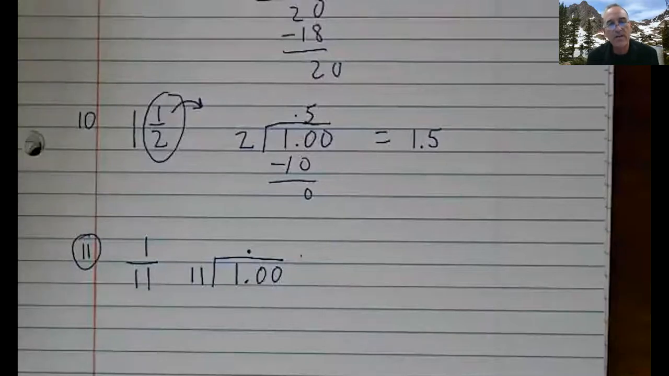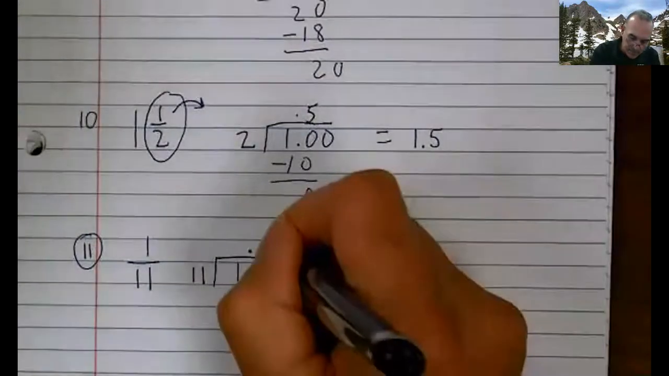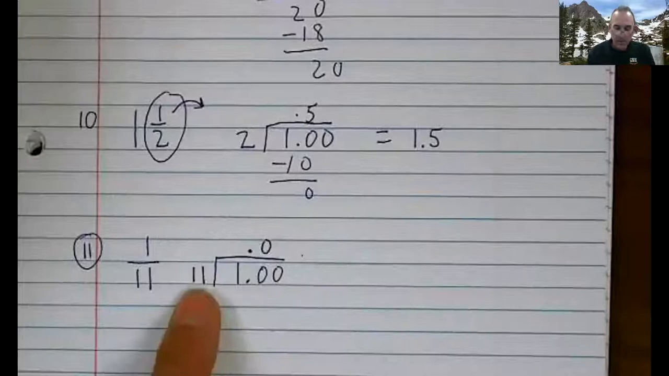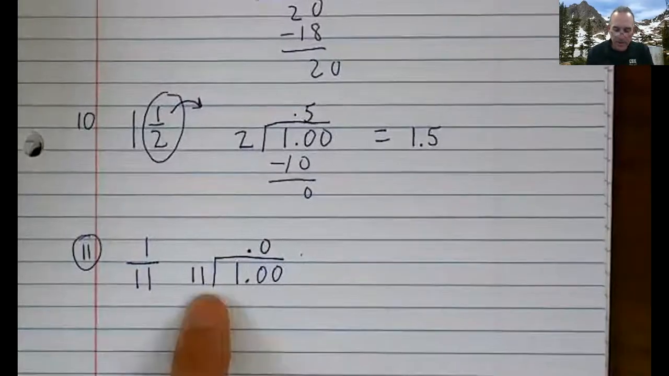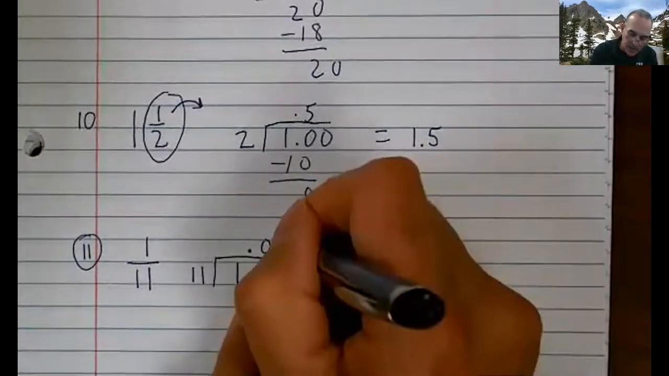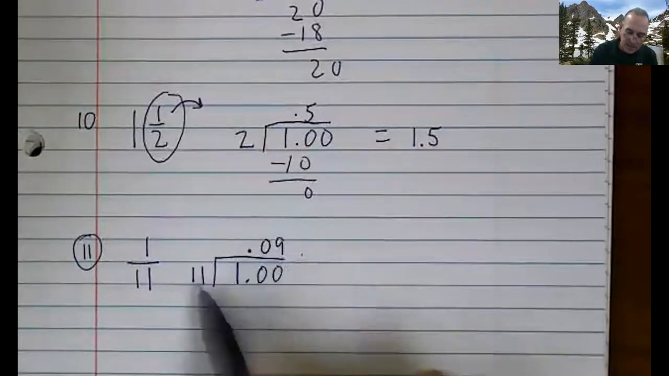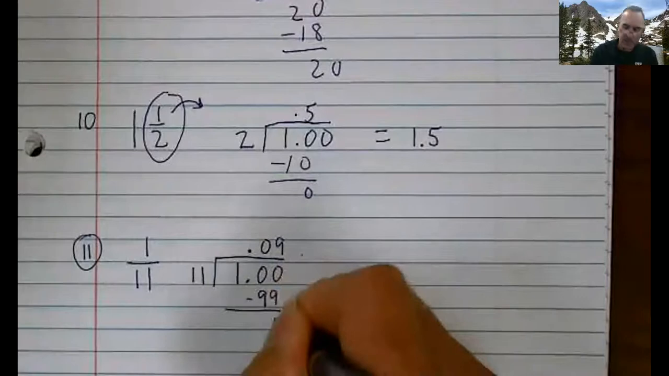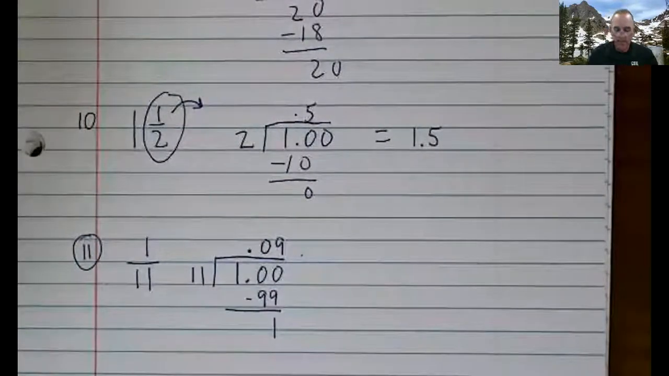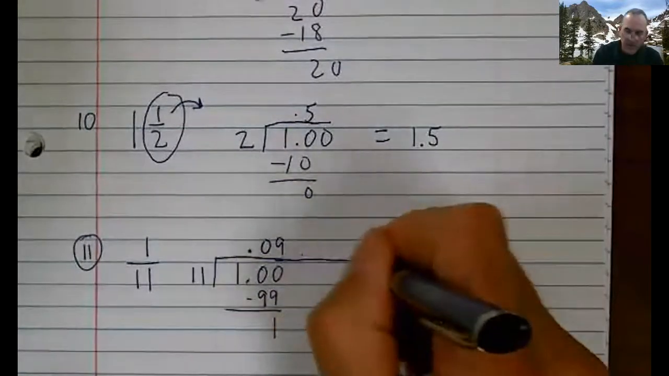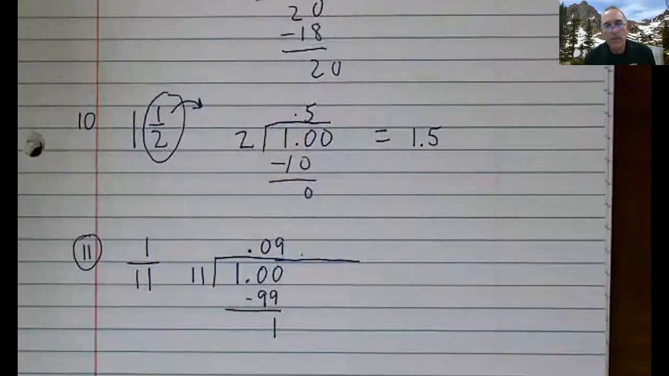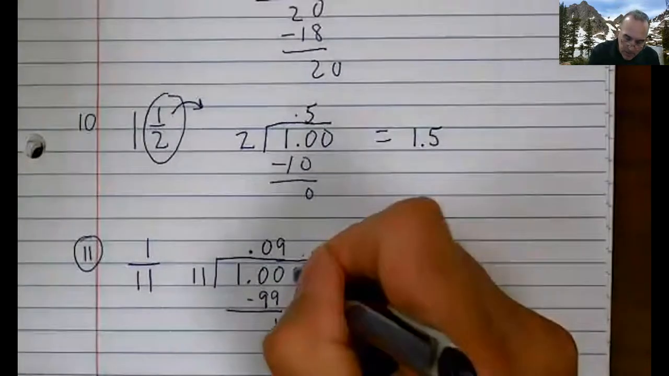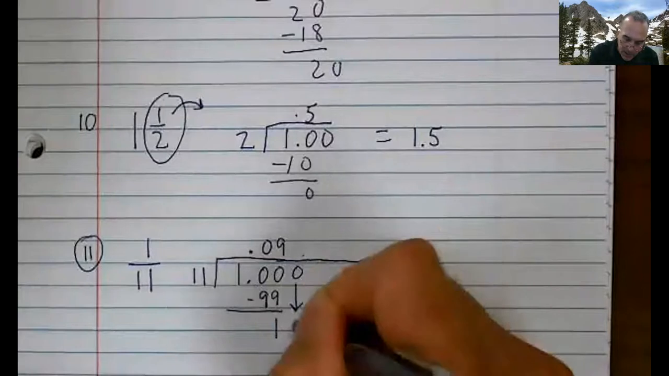Can I put 11 into 10? I cannot. Can I put 11 into 100? 11 into 100, I sure can, 9 times. 9 times 11 is 99. I'm going to subtract, and I get 1. I'm going to extend my division bar. Okay. Now I'm going to add another 0. I'm going to bring that down.